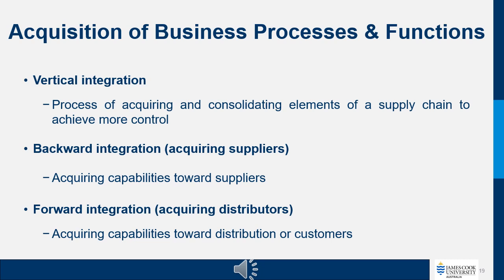Then we have forward integration, which takes place when a company acquires and integrates distributors or elements of the supply chain located downstream. It involves acquiring capabilities toward distribution channels and customers. By integrating forward, a company gains control over the distribution process, ensuring efficient and timely delivery of products to the end customer. This can involve acquiring retailers, distributors, or even establishing direct sales channels. Forward integration allows a company to capture a larger share of the value chain, increase market access, and enhance customer service.